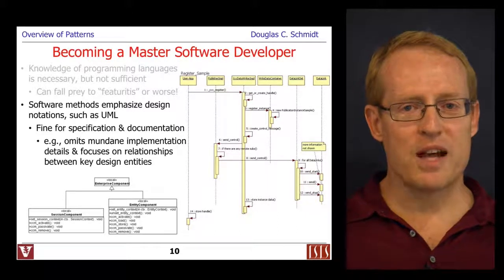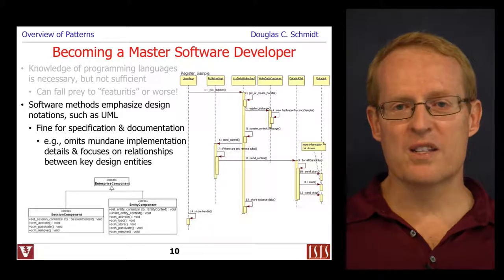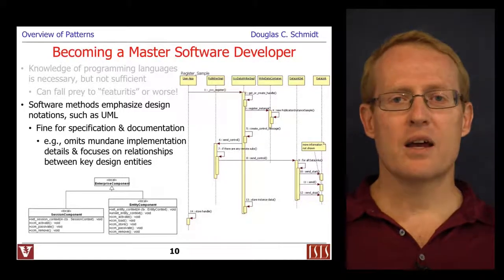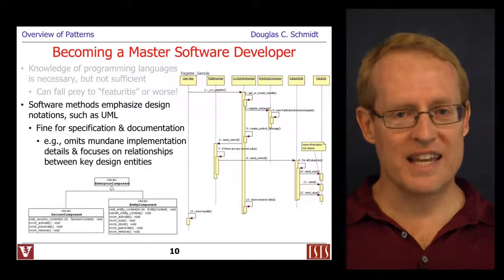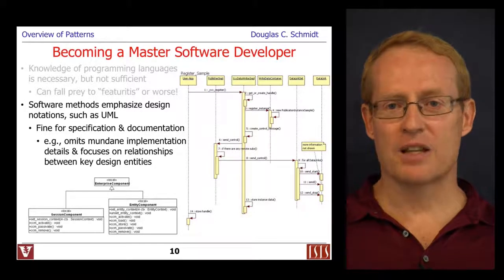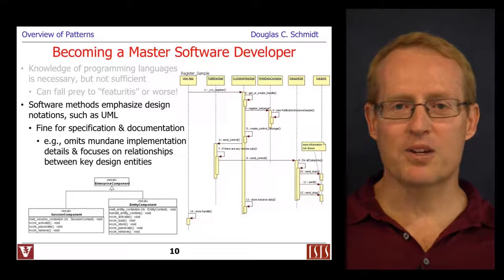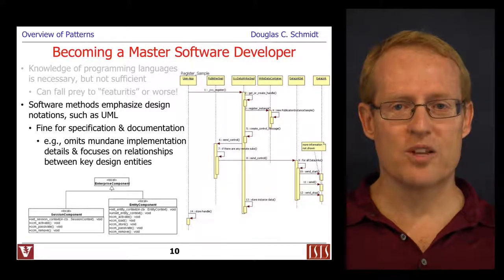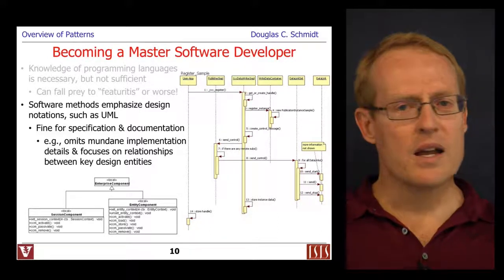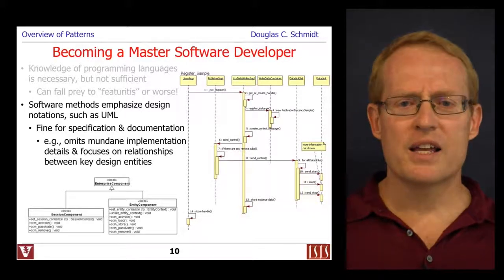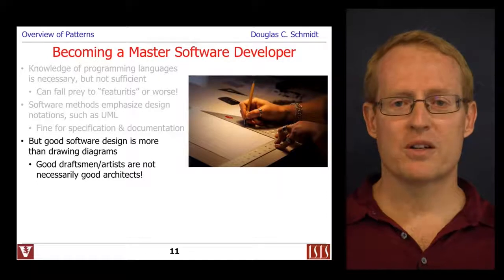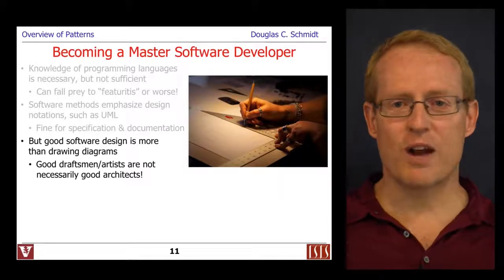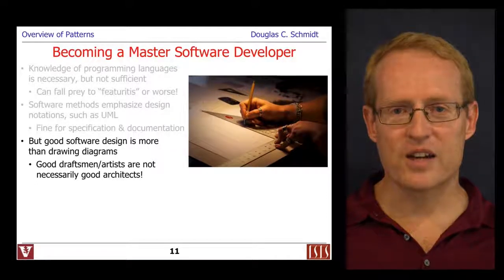And this is great, but we have to keep a few things in mind. These diagrams tell us what the software does and perhaps to some extent how it does it, but they don't explain why the software is arranged that way. That's not easily conveyed in the diagrams unless you're very careful in their application and the use of more advanced notations in UML. Another key theme to remember here is that good software design is more than just drawing pictures. Just because you're an artist or a draftsman doesn't necessarily mean you're a good architect.